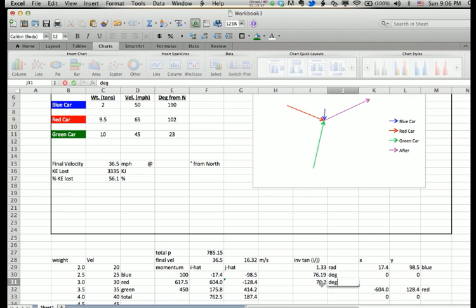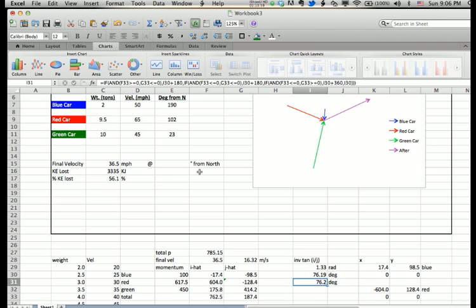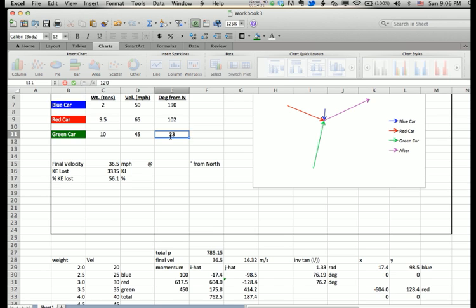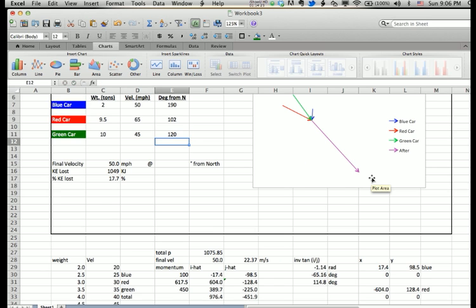Degrees. Okay, but what I need to do is some other changing here to get this momentum vector, this purple vector, to point some other way to see if it's working. So let's take the green one and make that come down at a different angle. So green will be at 120. Now my purple goes down. And it says 114.8 degrees, which looks right, I think.